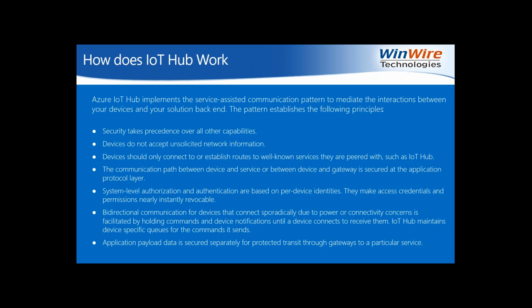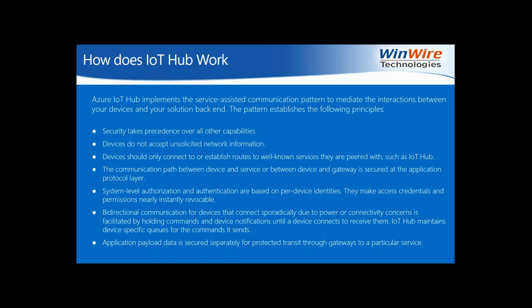So let's see how IoT Hub works. It works on a service-assisted communication pattern. This pattern has some principles that it follows, and basically security is the topmost priority. It takes precedence over everything, as I talked about. Every device must have a security key to start communicating with it, and even to register devices, you have another key, which is your SAS token that you get from your Azure IoT Hub that you have to use when you are registering the devices.